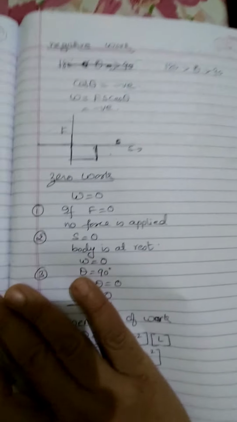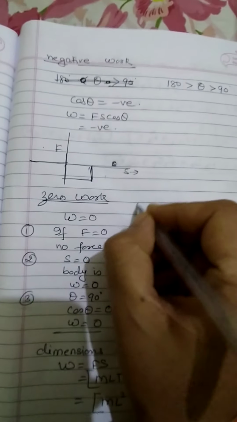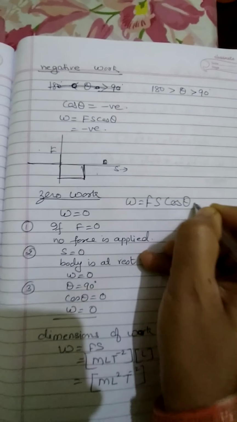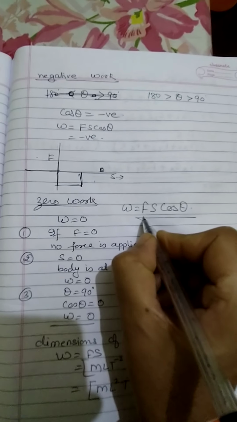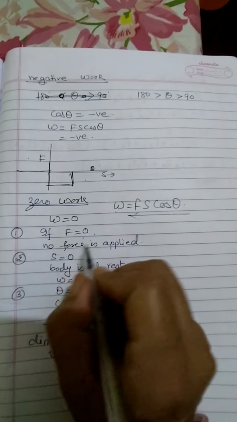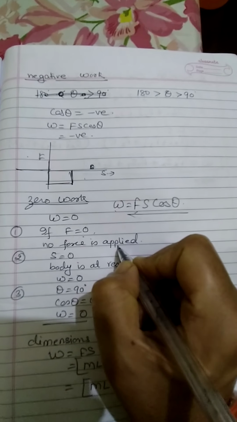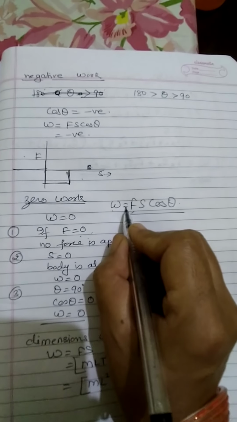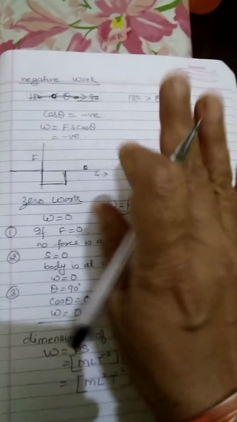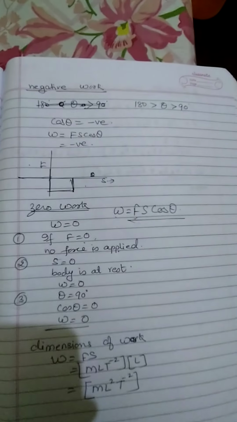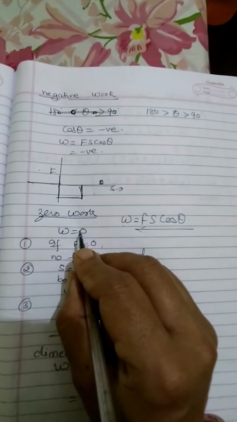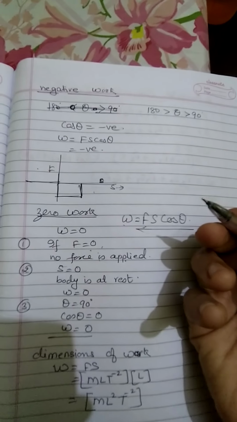Okay, next is zero work done. Work done is equal to force into displacement into cos theta. Now work done can be zero if force is zero. If force is zero, obviously no force is applied on the body, then the work done will be zero. This is the condition when an object is kept on the table and it remains there. We are not disturbing it, we are not applying any force on it. In that condition, the work done will be zero because we are not applying any force.